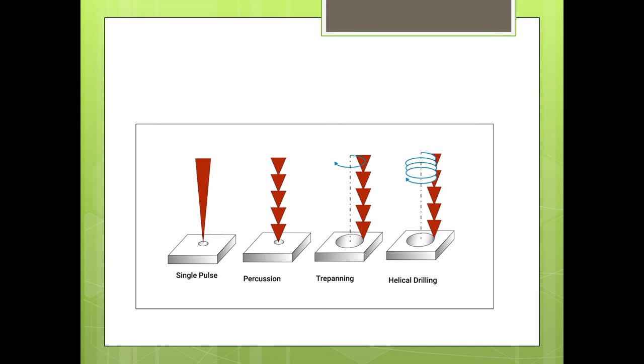These are typical photographs of the different laser drilling processes. In single pulse, it is only a single beam trying to drill the hole. In percussion drilling, it gives a series of pulses so that it can melt the workpiece. Trepanning laser drilling drills from the periphery by taking a number of successive drills side by side. Helical drilling also starts from the periphery, then slowly comes to the center of the base.